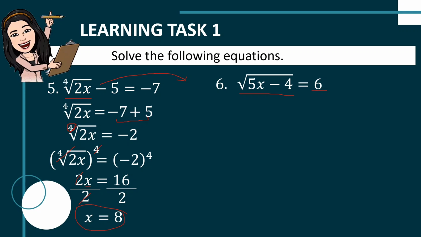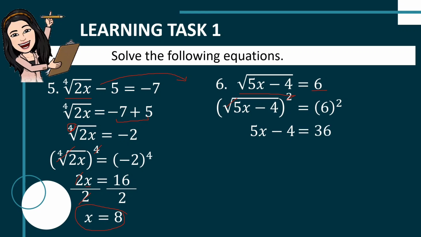So, therefore, we will raise it to the power of 2. Okay? Since ang index natin dito ay 2. Proceed na tayo dun sa raising to the power of 2, yung step number 3. Now, raising to the power of 2, that is, ang square ng square root of 5x minus 4 is equal to 5x minus 4. And then, ang 6 squared, 6 times 6 is equal to, yes, that is equal to 36.